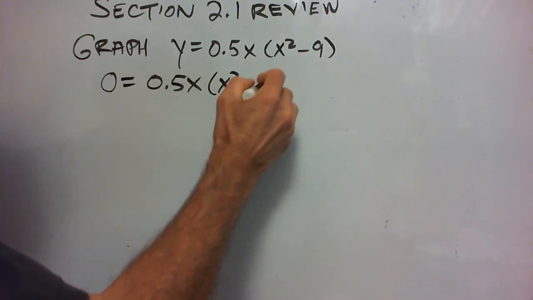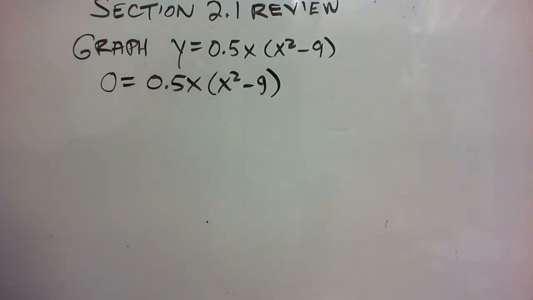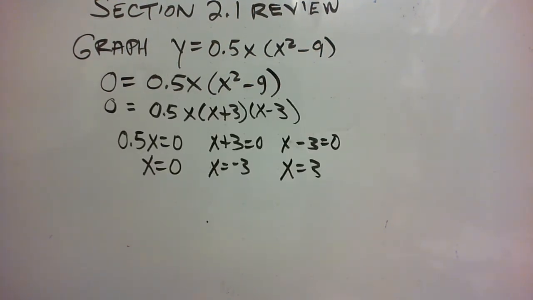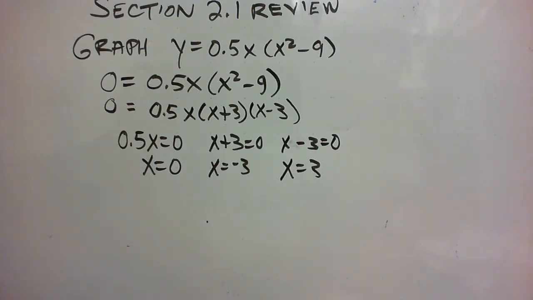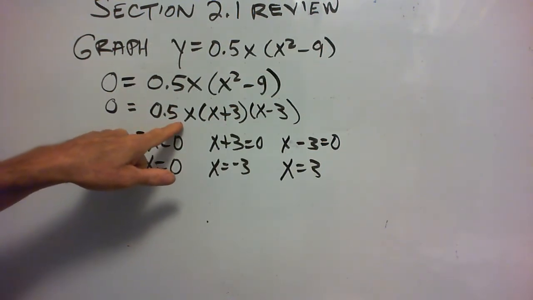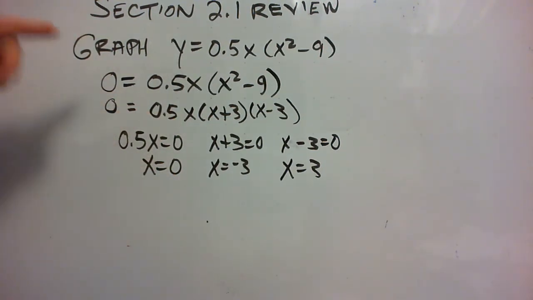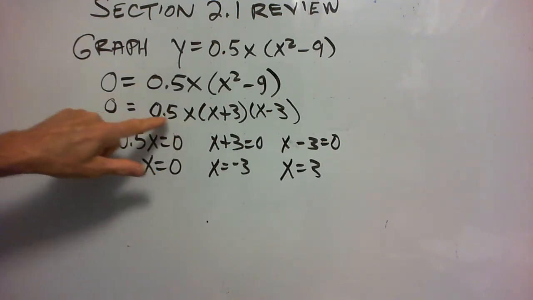0 equals 0.5x times x squared minus 9. So to solve this, we factor that difference of squares. So now we have the equation factored equal to 0. By the zero product rule, let each factor equal 0.